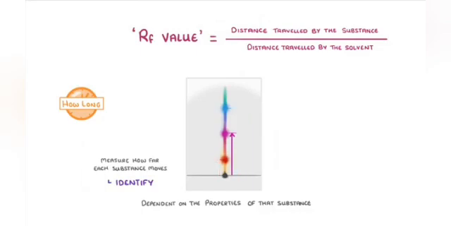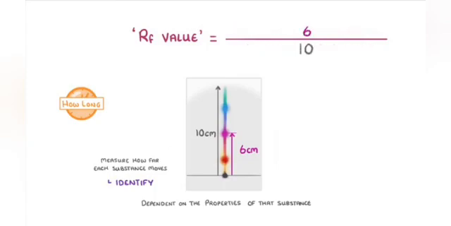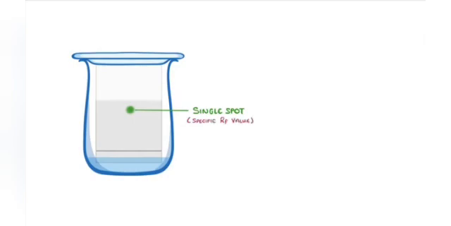So if this pink substance had travelled 6 centimeters from the baseline, and the solvent had travelled 10 centimeters, then our RF value would be 6 divided by 10, so 0.6. One of the important things to appreciate with chromatography is that when we do chromatography with a pure substance, so a substance with only one type of chemical in it, then it won't separate out at all. We'll just get a single spot on our chromatogram, for which we can calculate a specific RF value.